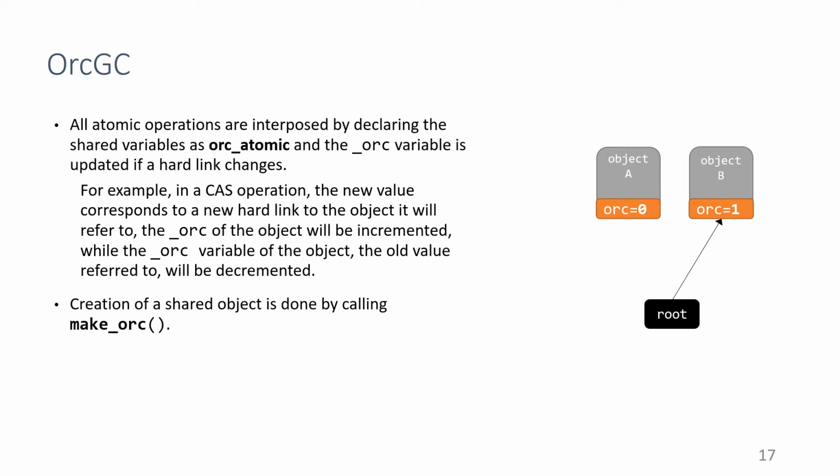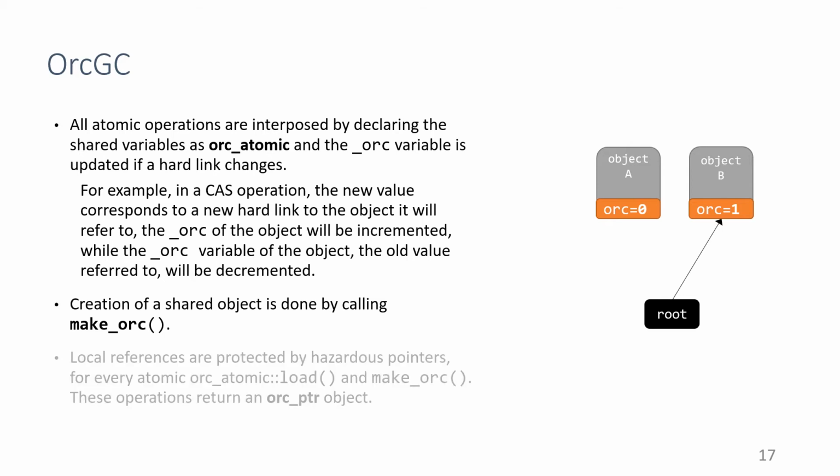Also, every time a shared object is created, it must be by calling make_orc. Every time an atomic load or make_orc is called, the local reference it returns is automatically protected by a hazard pointer. These operations will return an OrcPtr object that will include the local reference and the index where the hazard pointer of this reference is kept.